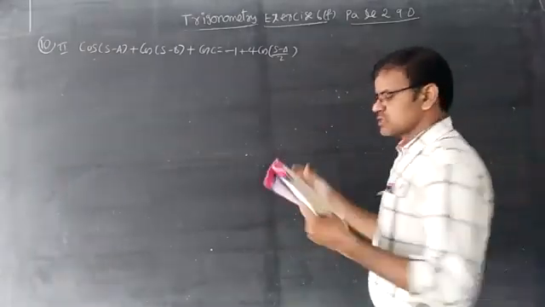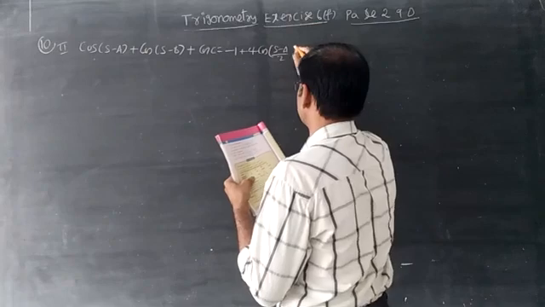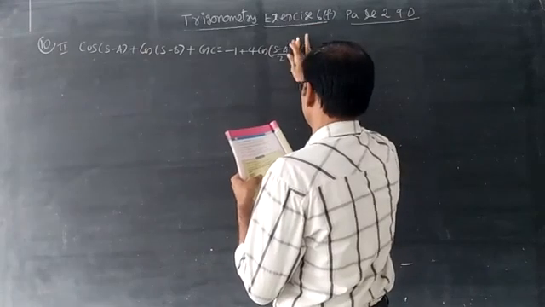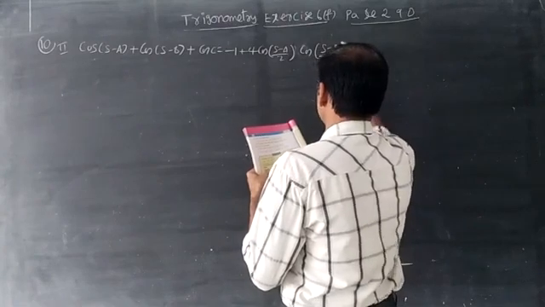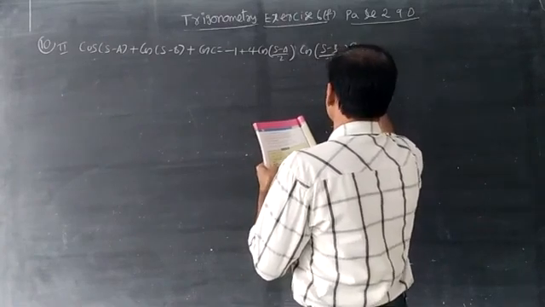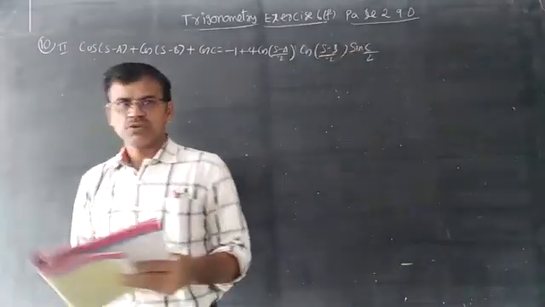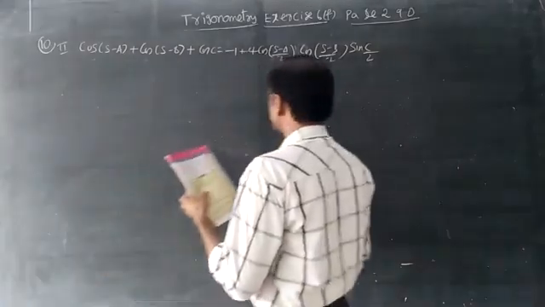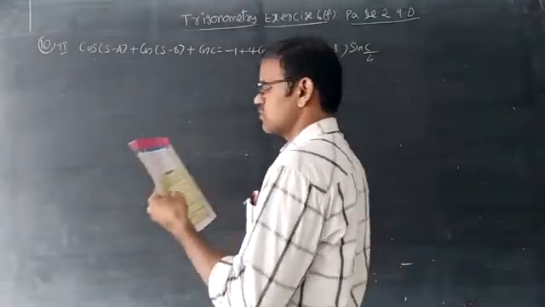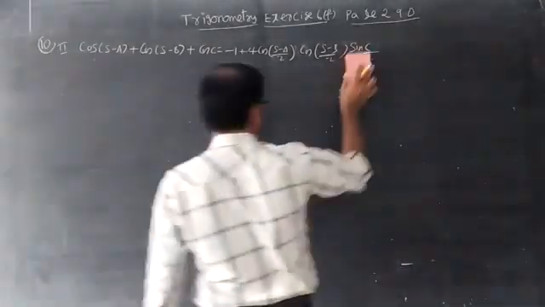That is, −1 + 4 cos of (s − A) by 2 into cos of (s − B) by 2 into cos C by 2, not sin C by 2. It is cos C by 2.